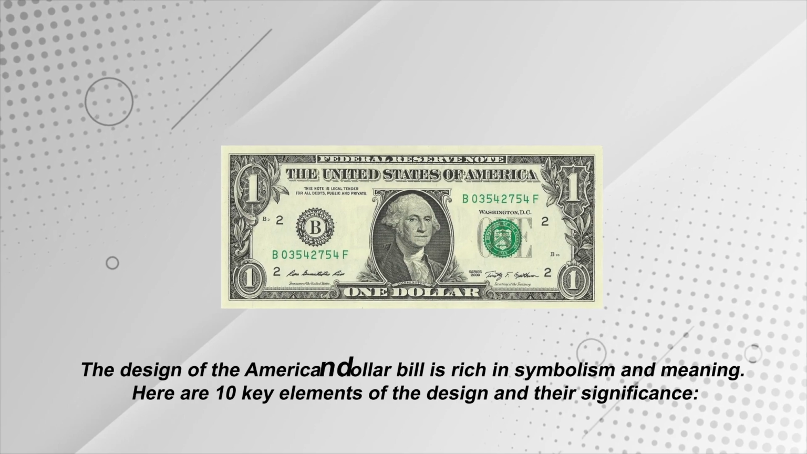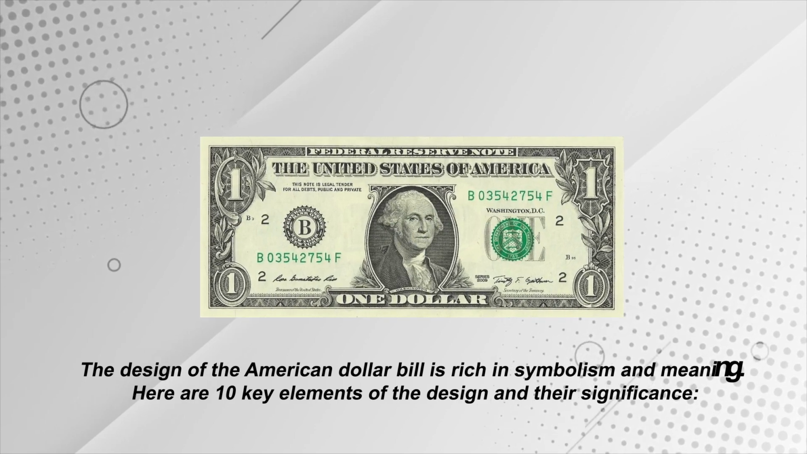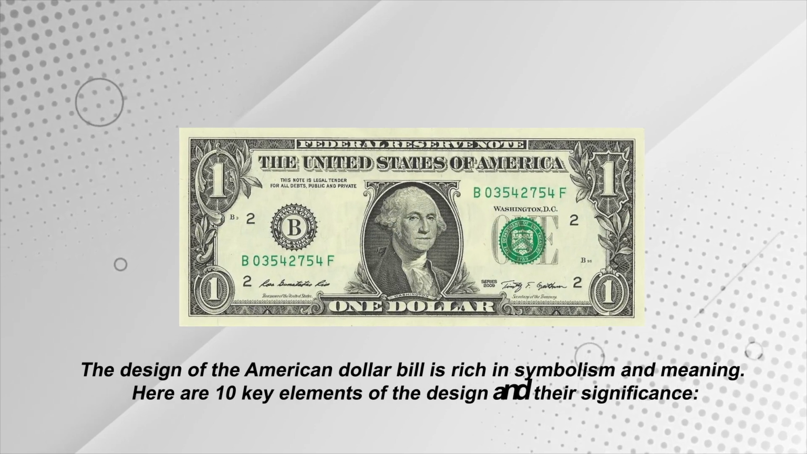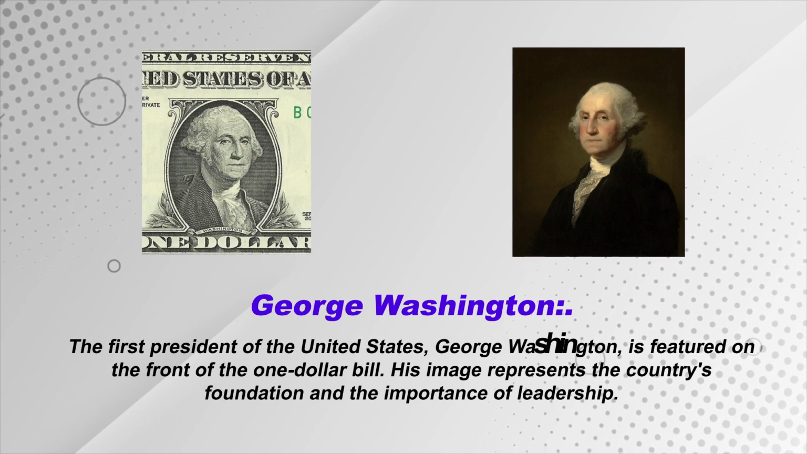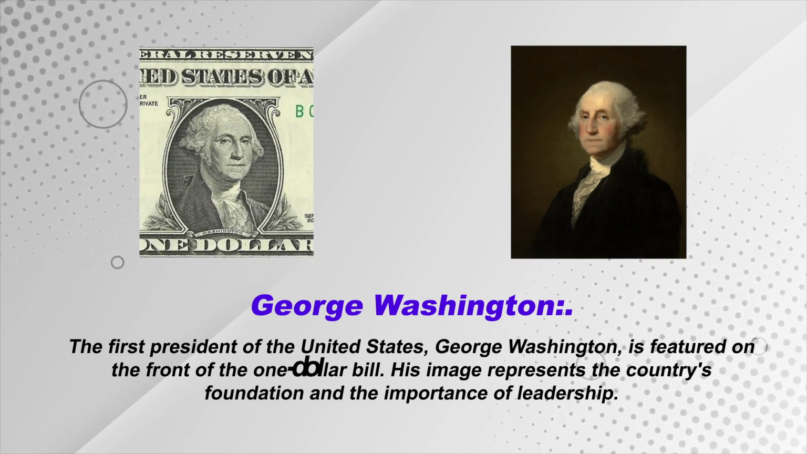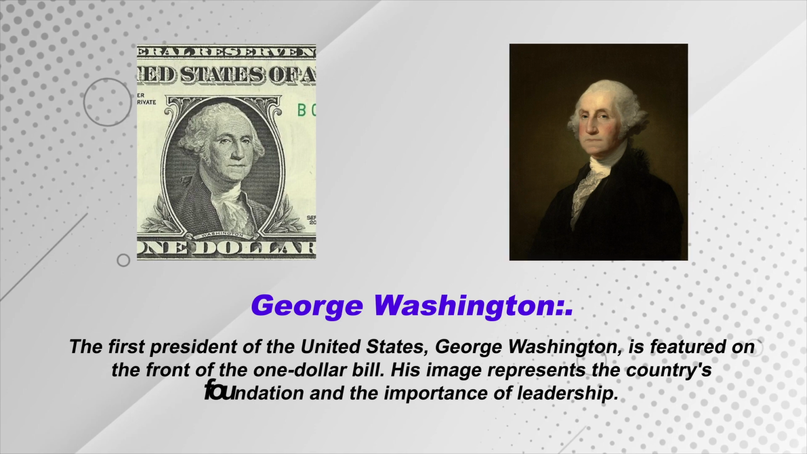The design of the American dollar bill is rich in symbolism and meaning. Here are 10 key elements of the design and their significance. George Washington, the first president of the United States. George Washington is featured on the front of the $1 bill. His image represents the country's foundation and the importance of leadership.